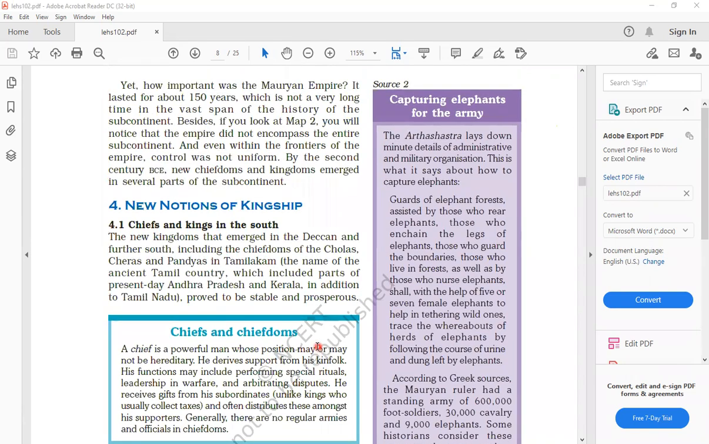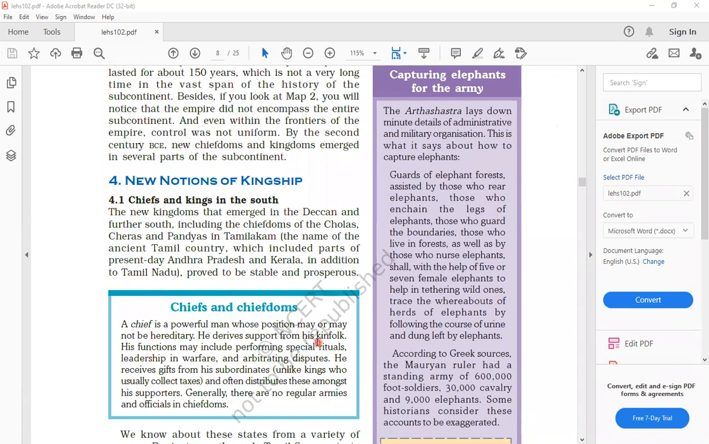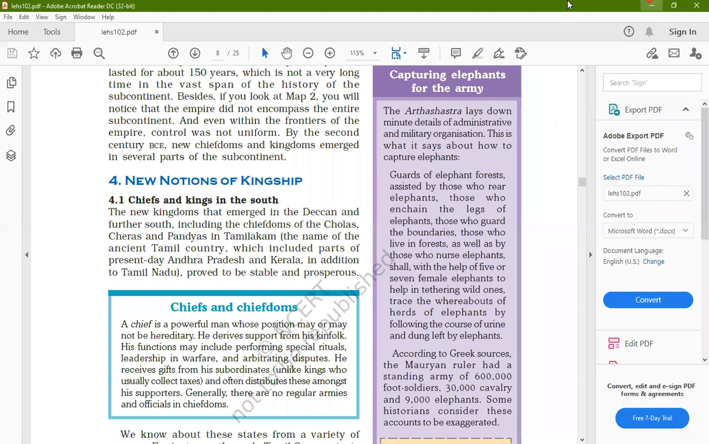Now, the next is Cholas, Cheras, and Pandyas. They're also very important. It can be asked who were Cholas, Cheras, and Pandyas and where they were situated. So they were situated in Tamilakam. It was an ancient Tamil country which included parts of Tamil Nadu, Andhra Pradesh, Kerala, in addition to Tamil Nadu, as told before, and these kingdoms were very stable and prosperous. So basically this was Tamilakam.